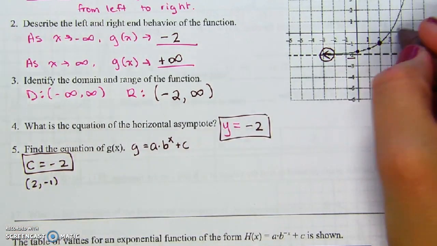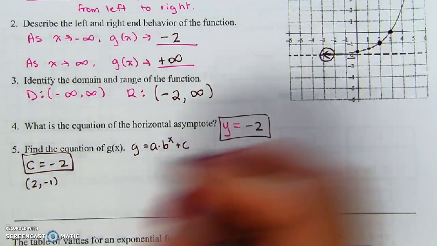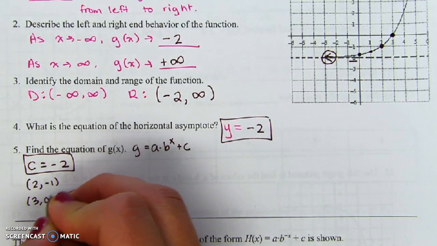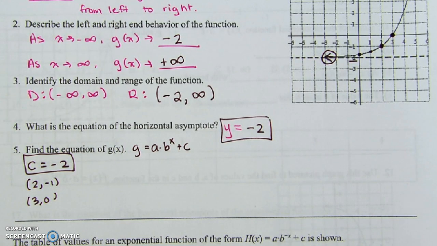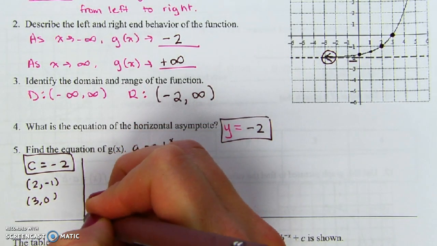I think it's good for you guys to see a different way to solve this. And then 3, 0. Am I on the screen? We're good? Okay, you ready? Here we go. My first attempt.